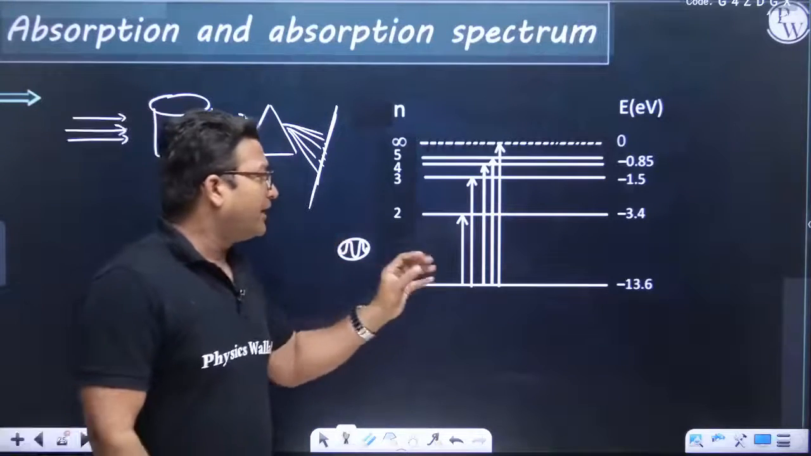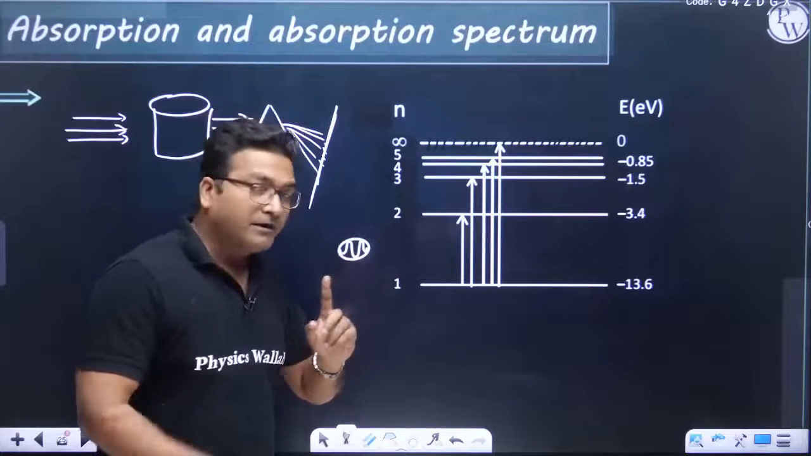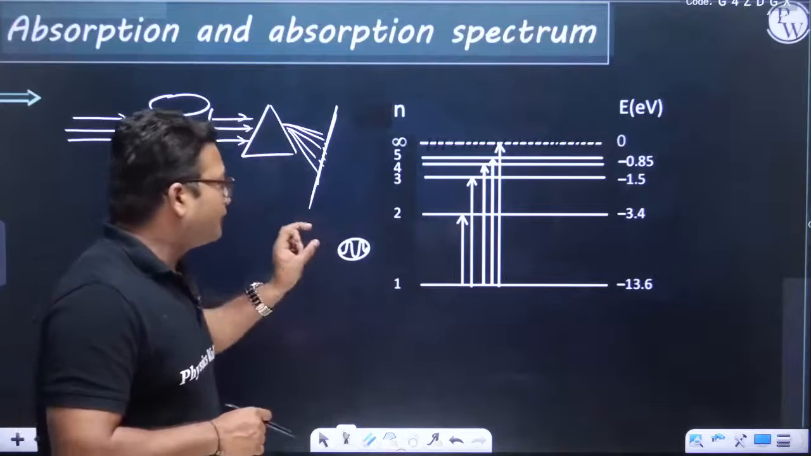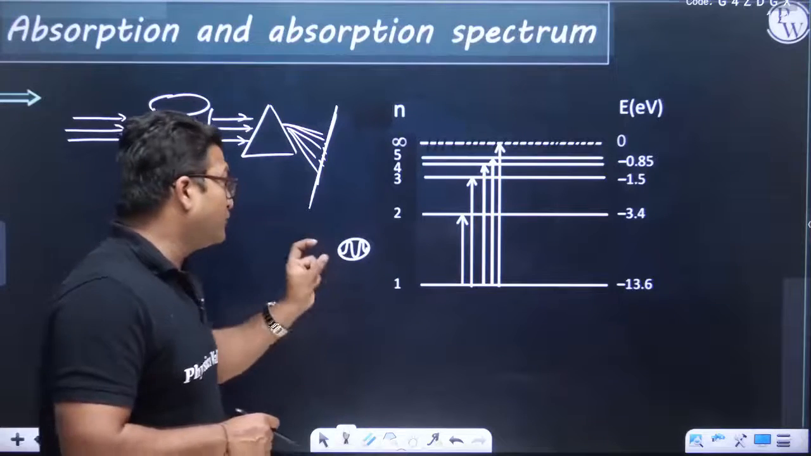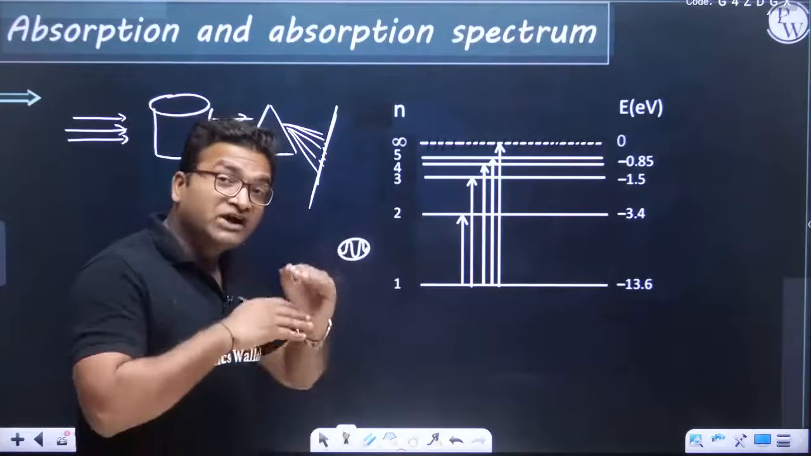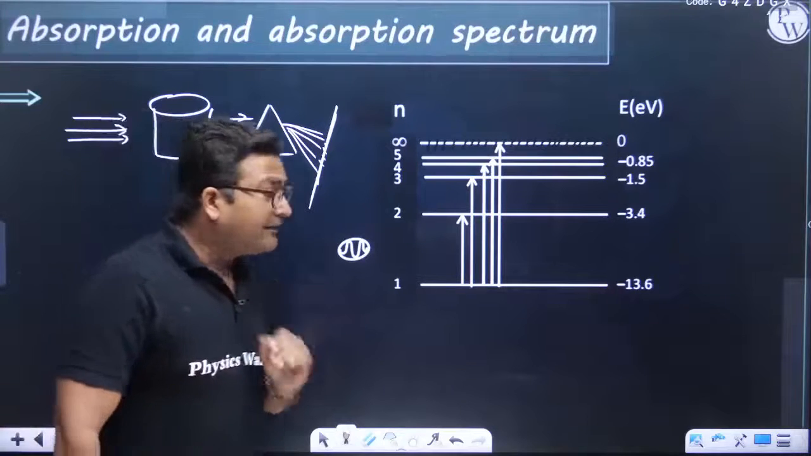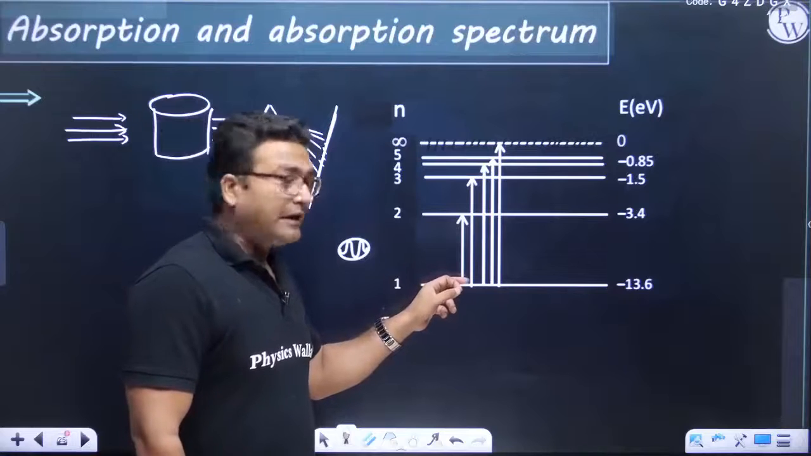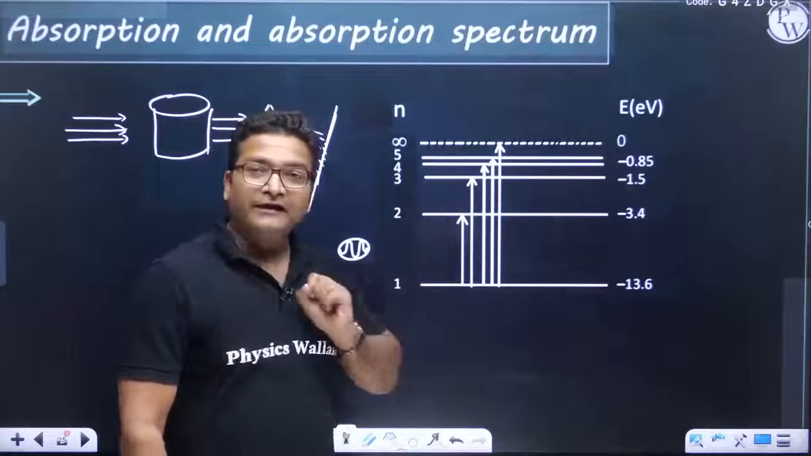Few photons are absorbed. But remember a very important point. Only those photons are absorbed which have energy exactly equal to the difference between the ground state energy and any of the excited state energies.